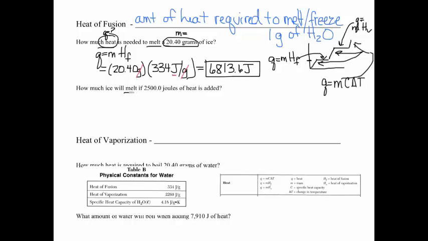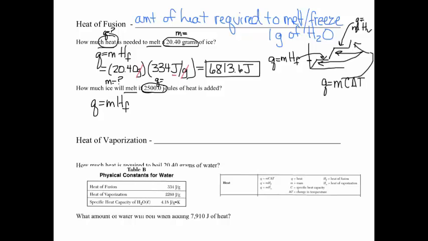How much ice will melt? So again, we're talking about this lower plateau, so we'll be using Q is equal to MHF. If 2,500 joules of heat is added. So this is actually Q. So this number is Q. And we want to know M. Okay, so we're using Q is equal to MHF. And in this case, we're looking for M.